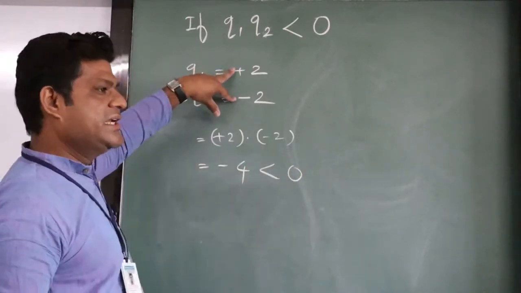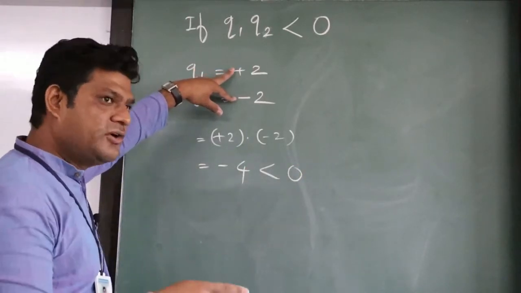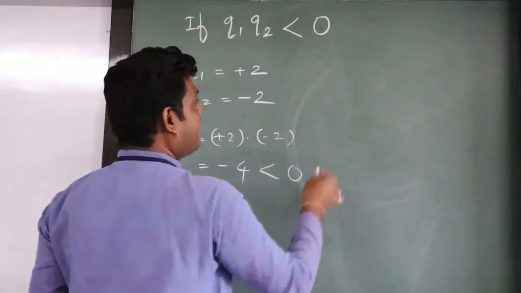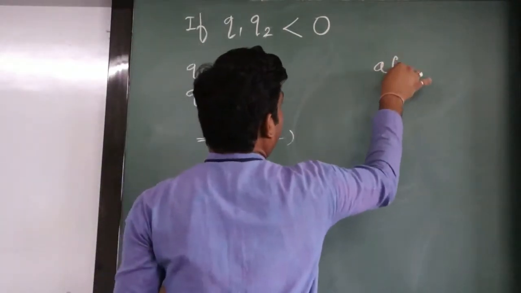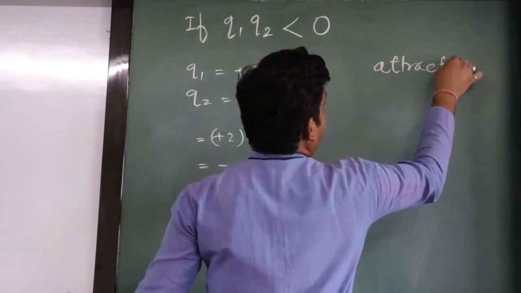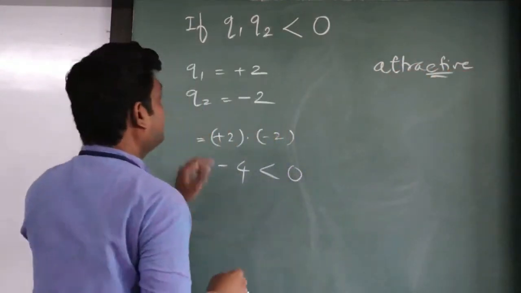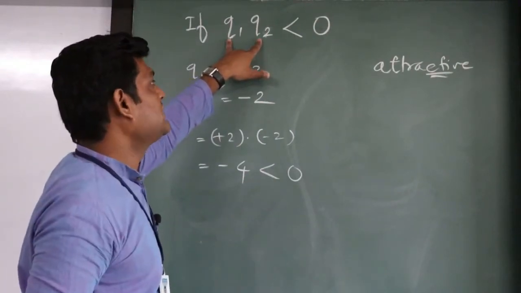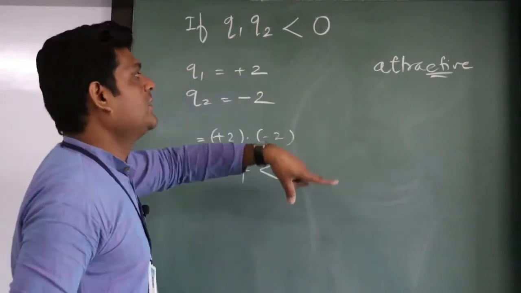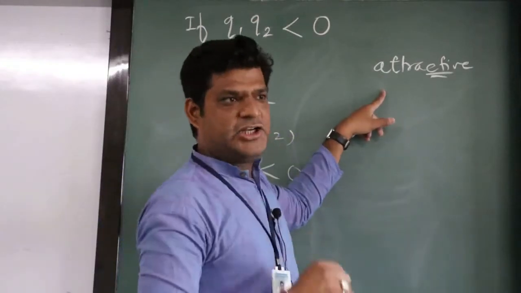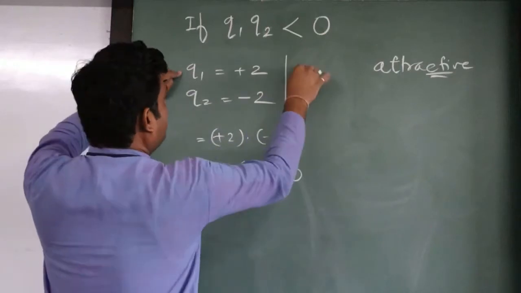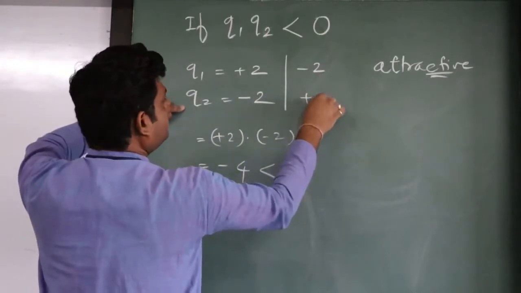This means when the two charges are different, that is unlike charges, the force is attractive in nature. So when the product of Q1 and Q2 is less than 0, the force between them will be attractive in nature. Suppose Q1 is -2 and Q2 is +2.